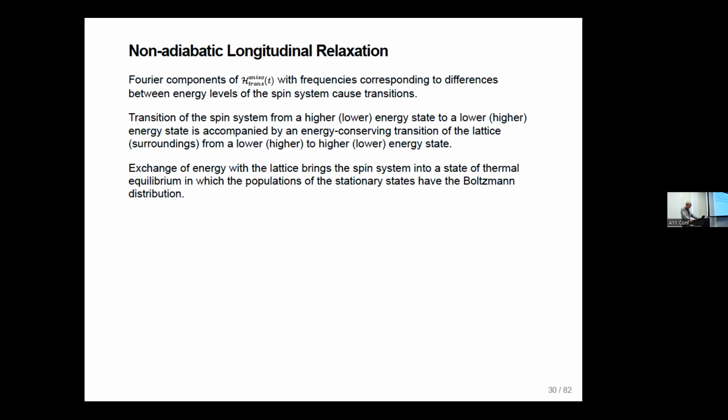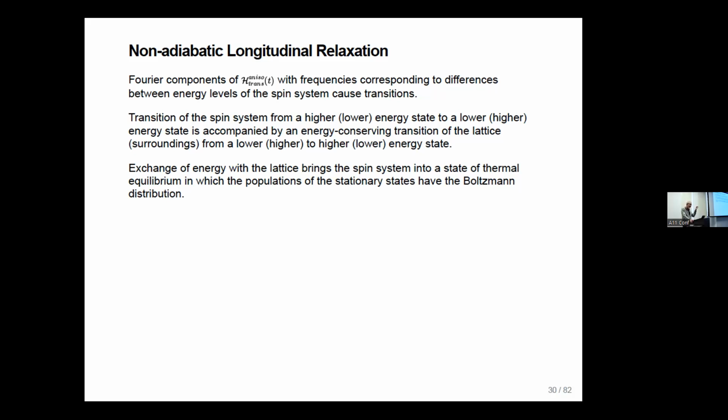So if we have transverse anisotropic components of the Hamiltonian, we can do a Fourier analysis and get out the frequencies of those fluctuations. And if those frequencies match differences in energy levels, then we can drive transitions, just like with a pi pulse. I mean, with an RF pulse. So the transverse components of the fluctuating fields can drive transitions.